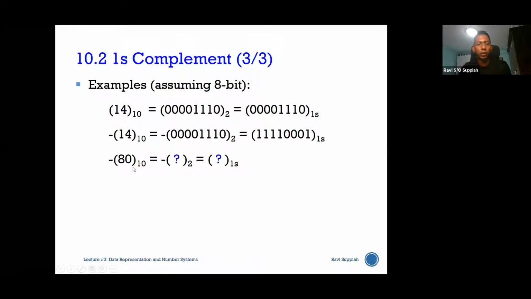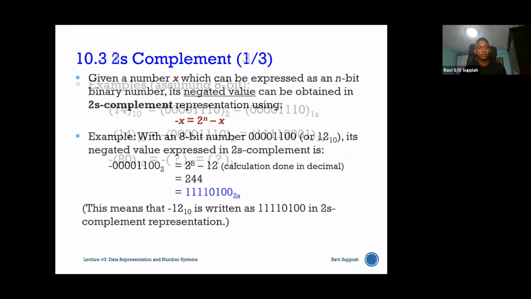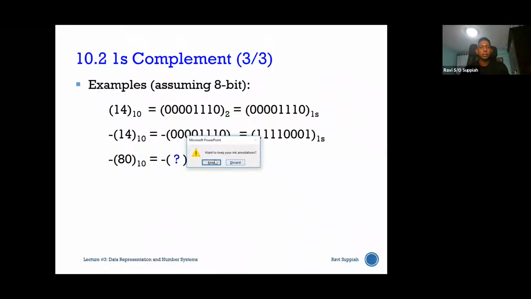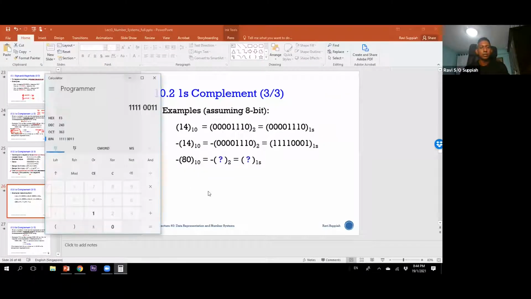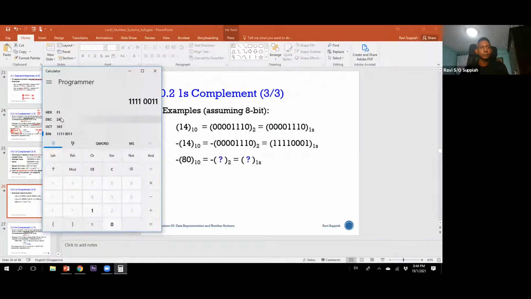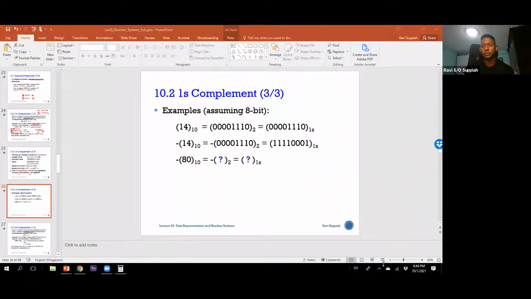So in order for me to represent negative 80, I first need to find out what positive 80 is. Okay, so let's use the calculator here. This is positive 80 over here: 01010000. Okay, 01010000. So let me put that here.